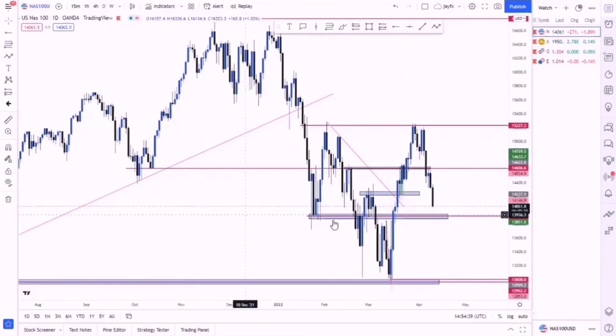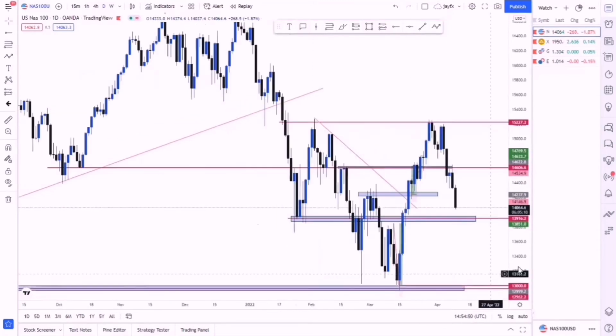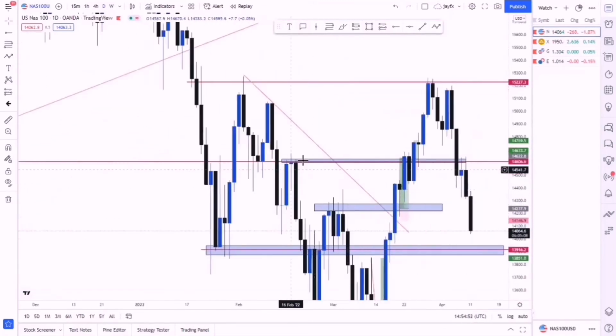So tracing it all the way to what is happening most recently, see that it is also aligning with our daily resistance level. I don't know if you guys can see it. It's aligning with our daily resistance level here.